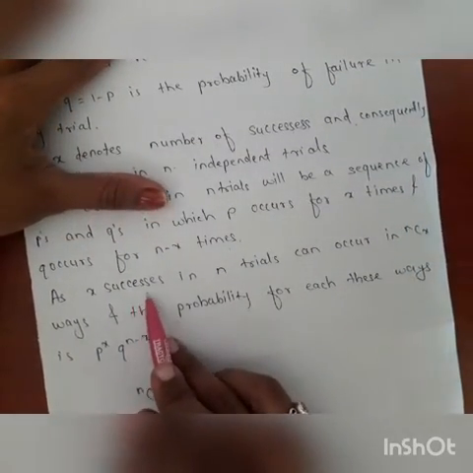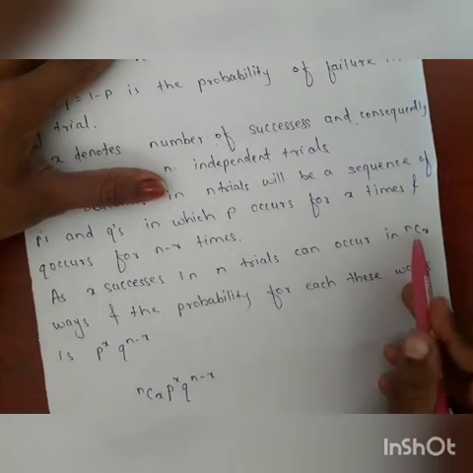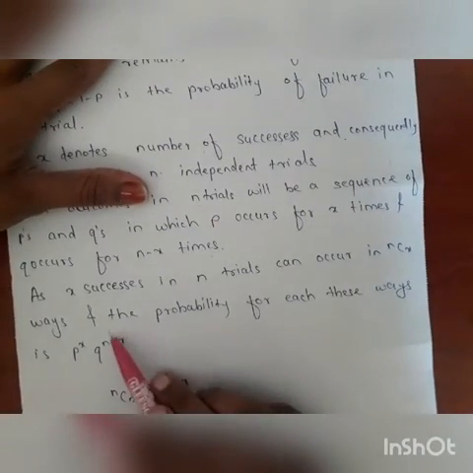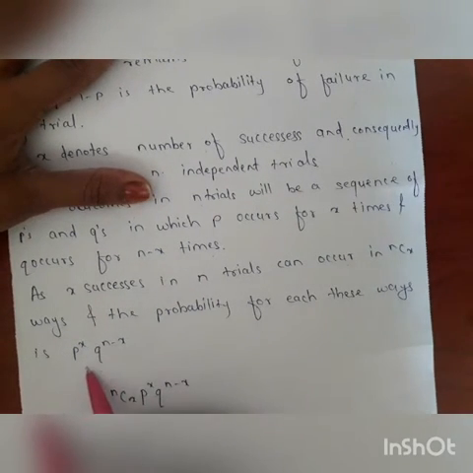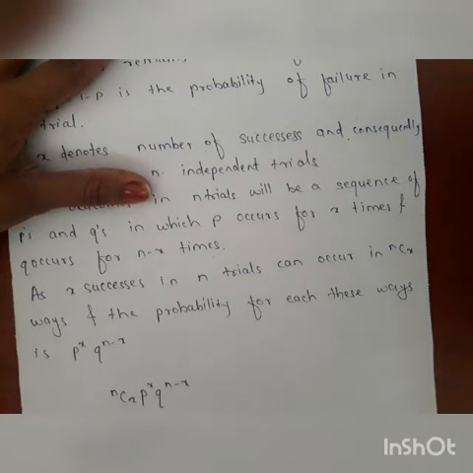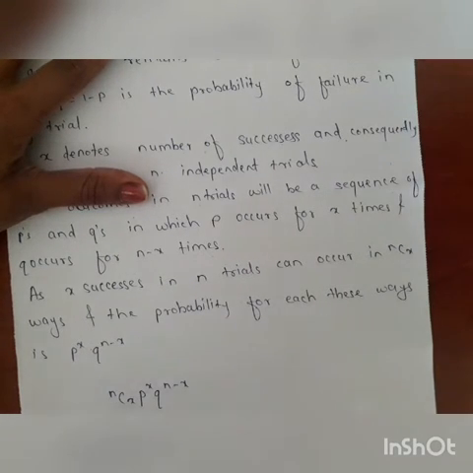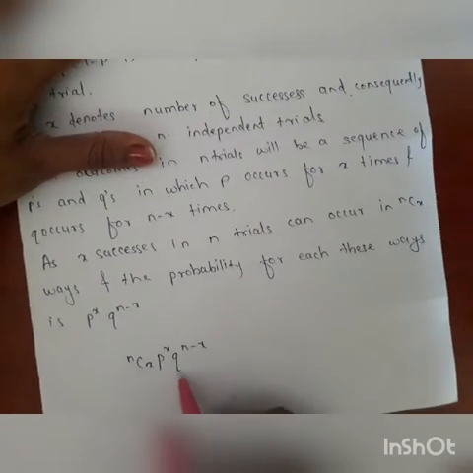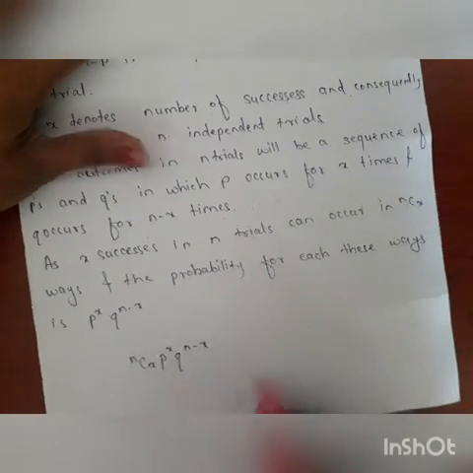As X successes in n trials can occur in nCx ways, and the probability for each of these ways is p raised to x, q raised to n minus x, the probability of x successes in n trials is given by the expression nCx p raised to x q raised to n minus x.